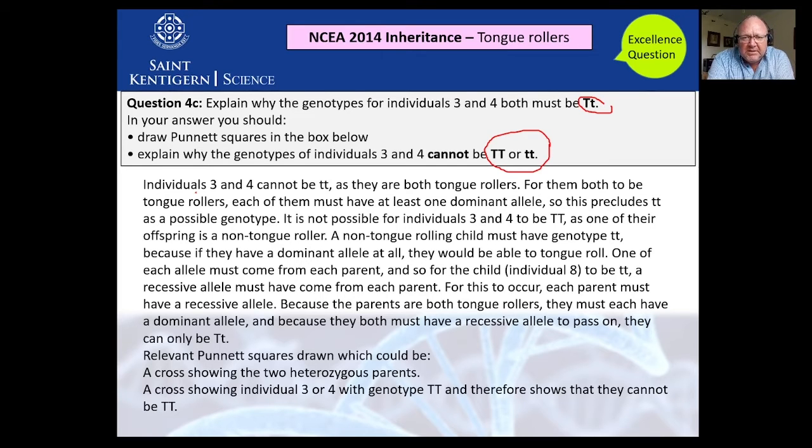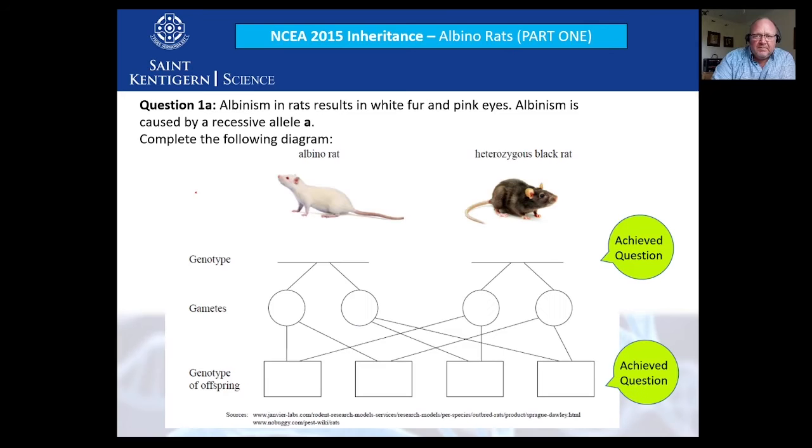One of each allele must come from each parent, and so for the child to be a homozygous recessive individual, a recessive allele had to come from each parent. For this to occur, each parent must have a recessive allele. Well, let's repeat ourselves. Because the parents are both tongue rollers, they each must have a dominant allele. Okay, we've said that. And relevant Punnett squares drawn show a crossing of the two. Okay, and here we go.